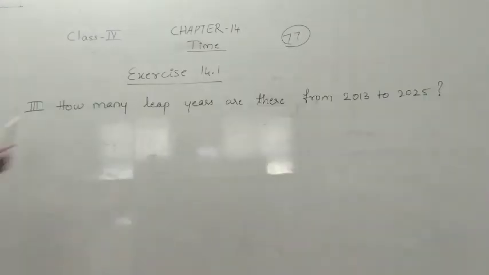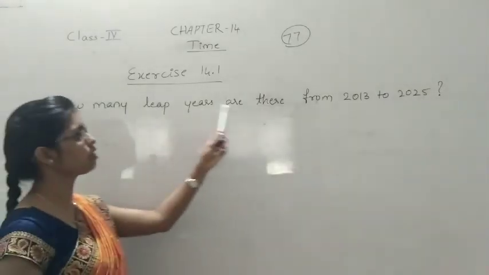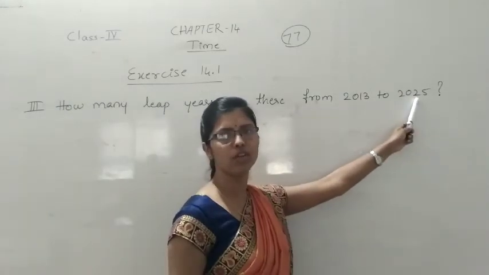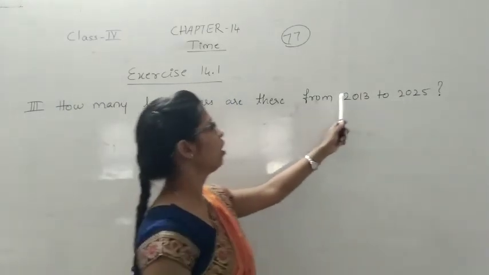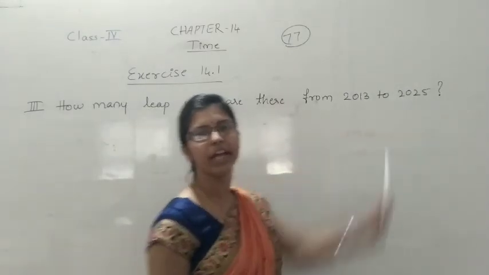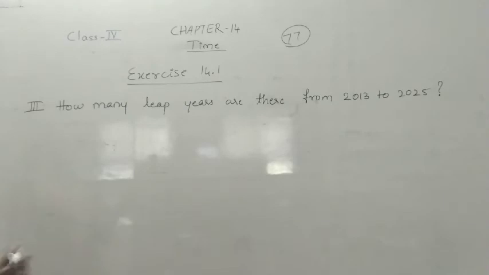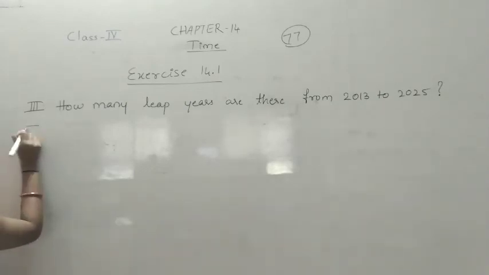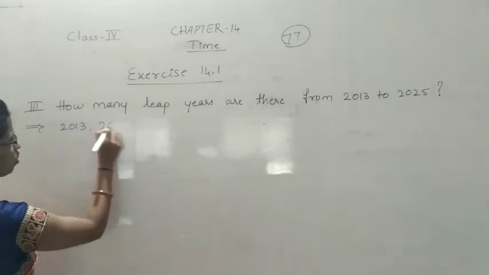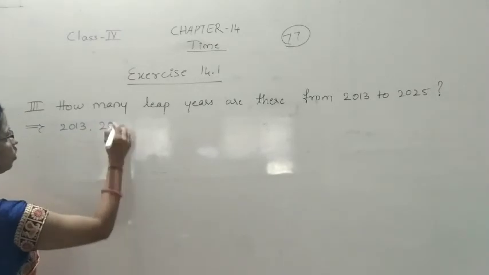See, the third question is, how many leap years are there from 2030 to 2025? They are asking in between 2030 to 2025, how many leap years are there. First you should write the years: 2013, 2014, next.